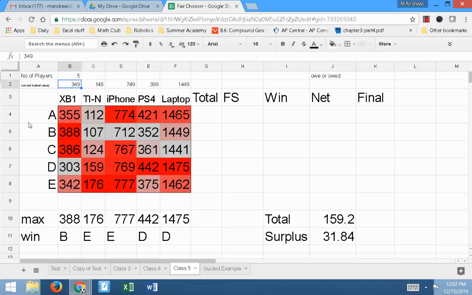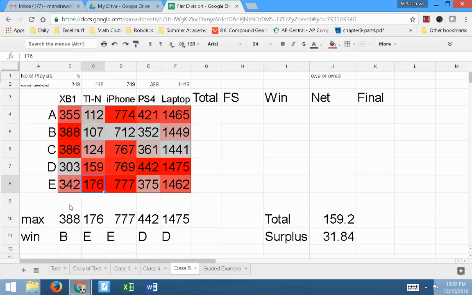And what I have here are the actual values, and that's going to come into play a little bit later in the discussion. So five players, just A, B, C, D, E, they go through, they make their bids. For the most part, these bids are fairly close to actual retail value. Down below, I have who had the maximum bid.